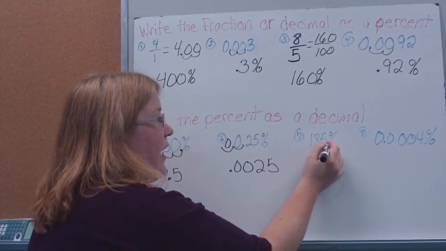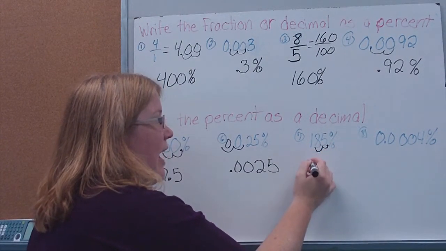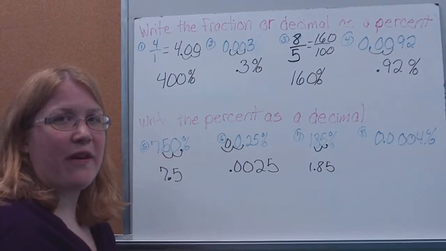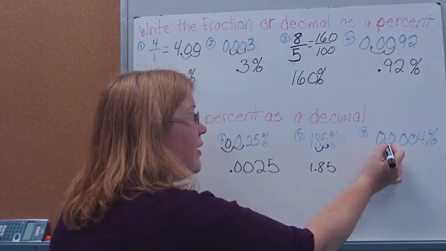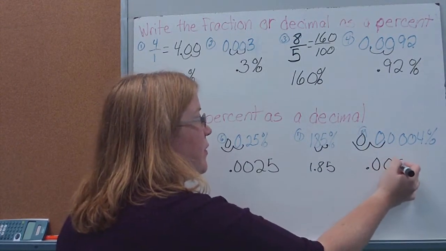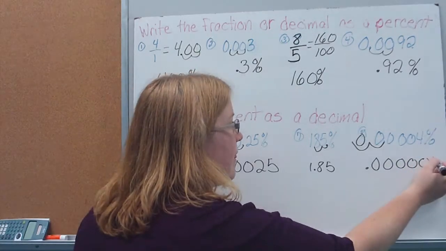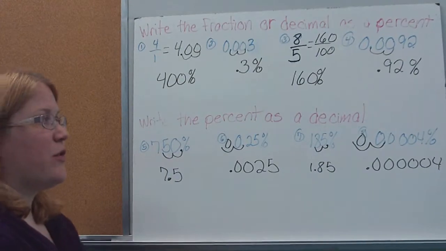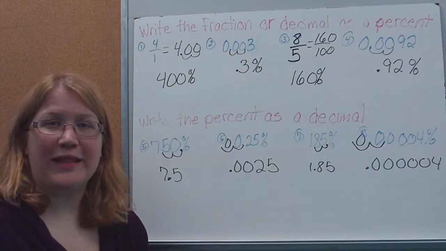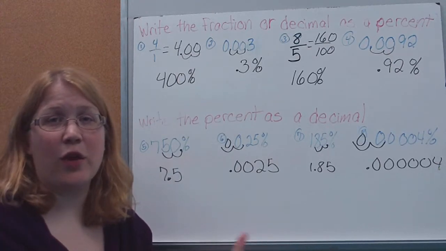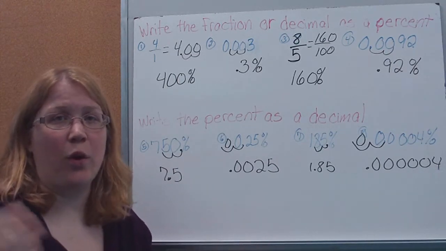Here, 185. Again, I don't see my decimal, so it's at the end. We're just going to move it 2 spots. 1.85. Here, all I'm doing, dividing by 100, moving my decimal over. 1, 2, 3, 4, 5. 5 zeros before my 4. So all we're doing is the same thing we were doing yesterday, just keeping in mind that they can be greater than 100 or less than 1.